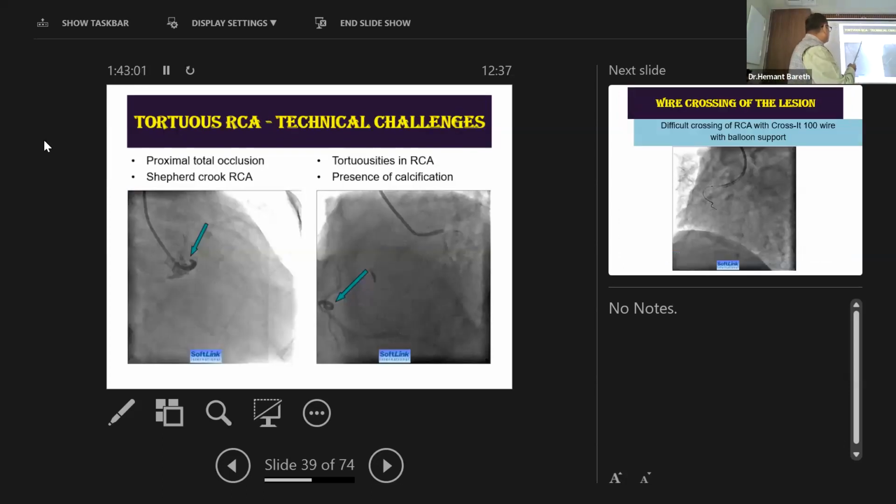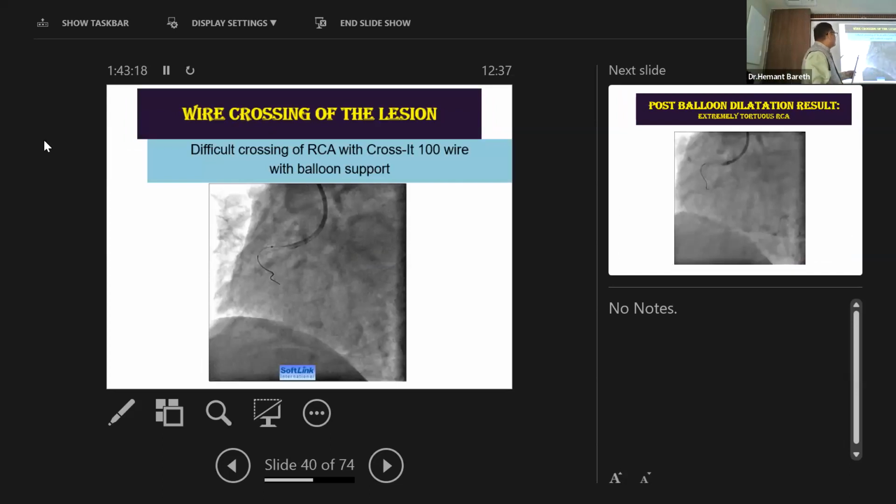Another thing, a tortuous RCA. Just wanted to show you, it's a shepherd's crook RCA. There was a proximal total occlusion, and there was tortuosity in the RCA. You can see this tortuosity. So this is the point that I wanted to make, that there is a tortuous RCA.